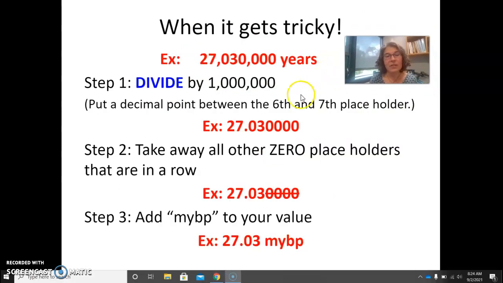It can get a little tricky if you have a value that is not exactly divisible by a million. Let's say we have 27,030,000 years. We still do the same steps. We divide by a million. We would move the decimal point. Dividing by a million is dividing by 10 to the 6th, so you're literally moving the decimal point 6 places to the left. So we would simply do that. We get 27.030000 in this case. These zeros to the right of the last number are placeholders, so we can take those away, and our final answer becomes 27.03 mybp.